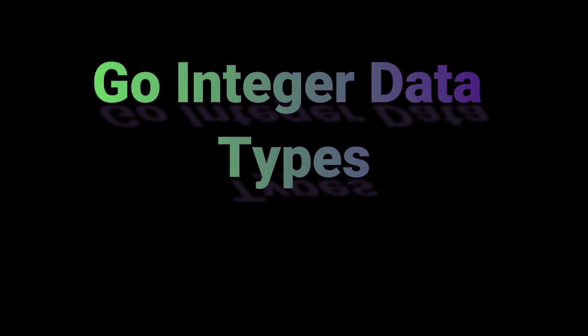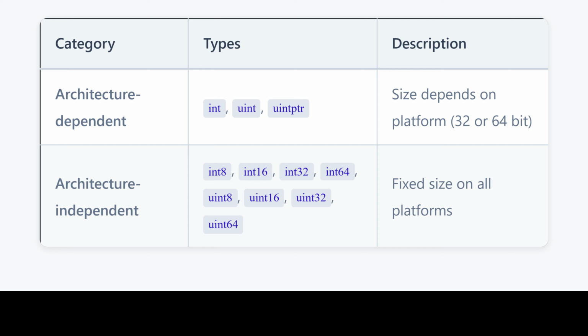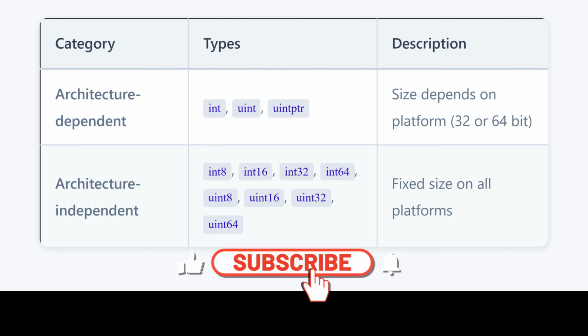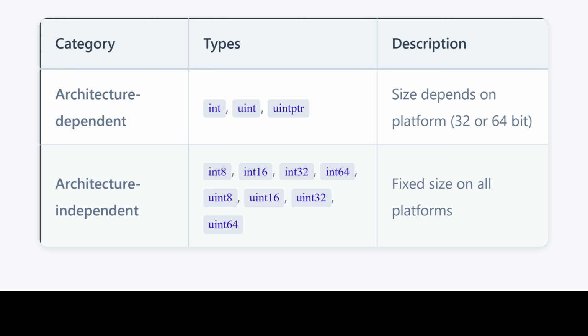Go integer data types. Question: what are the main categories of integer types in Go, and why do they matter? Answer: Go has two main categories of integer types. The first category is architecture-dependent integers, like int, uint, and uintptr. Their size depends on the system, for example, 32-bit or 64-bit. The second category is architecture-independent integers, like int8, int16, int32, int64, and their unsigned versions. These always have the same size on every system.